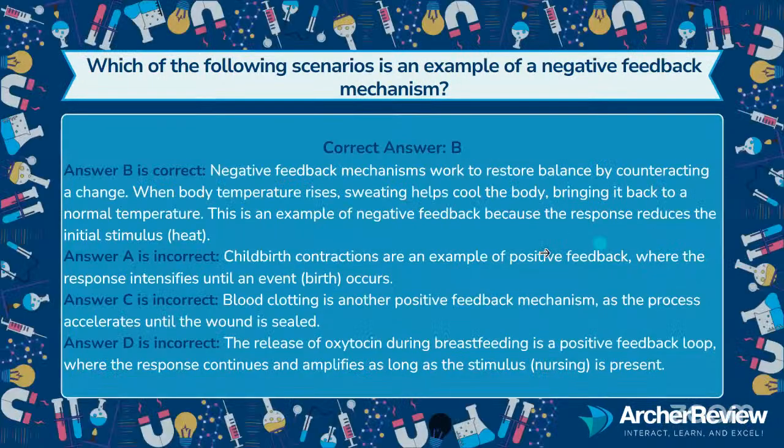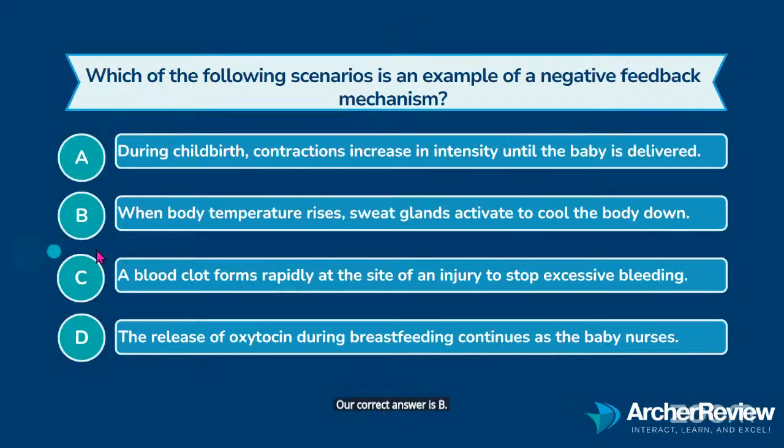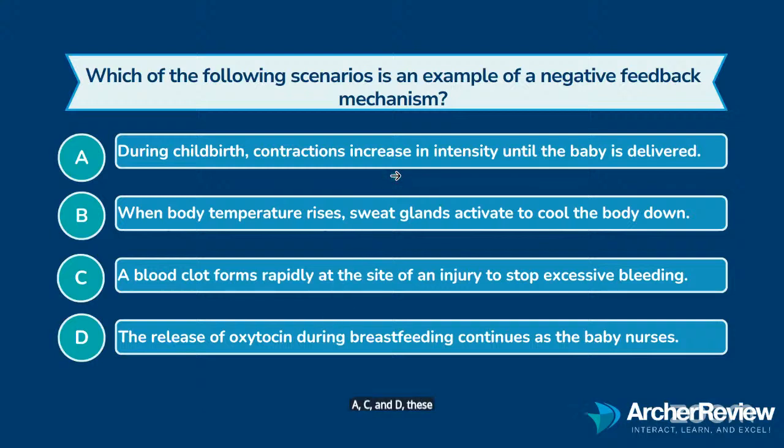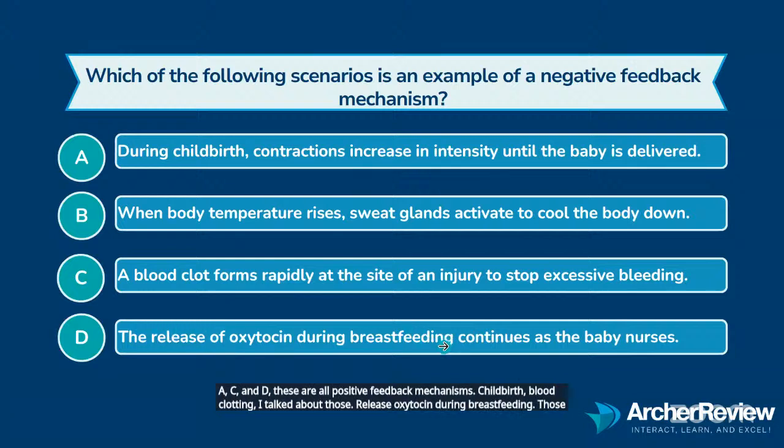Our correct answer is B. Okay, the body temperature rises, sweat glands activate to cool down the body, bringing us back to that 98.6 degrees. So again, going back to balance. A, C, and D, these are all positive feedback mechanisms. Childbirth, blood clotting, I talked about those. Release of oxytocin during breastfeeding, those are all positive feedback mechanisms.